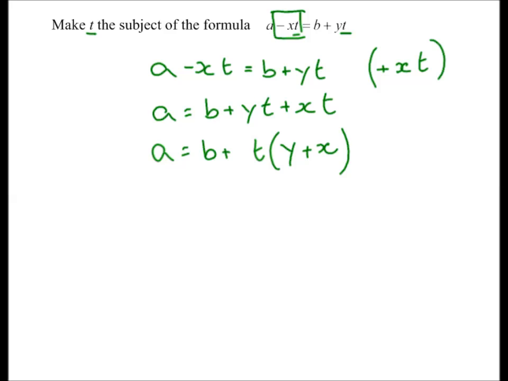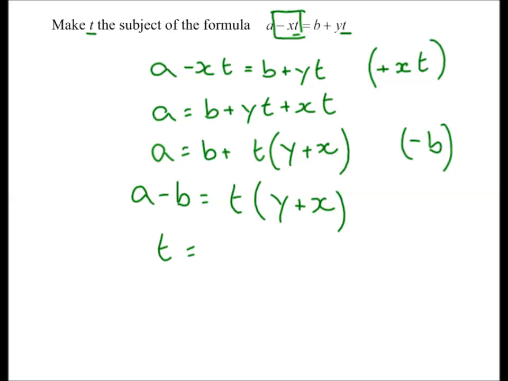Now, if we think about what I'm doing to t, I'm starting with my t, I'm timesing it by y plus x, then I'm adding b, and then I'm getting to my answer. So the first thing I'm going to undo is this plus b. So I'm going to subtract b from both sides, and I get a minus b equals t times y plus x. And then finally, to get t on its own, I'm going to divide by y plus x. And that will give me a minus b over y plus x.